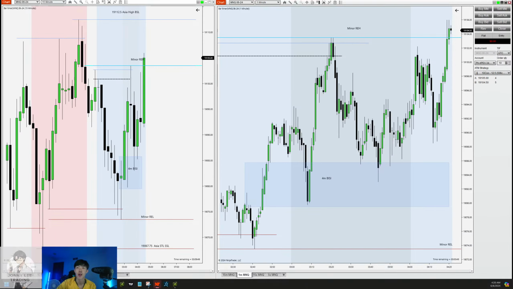ES has 69, 70, 71, 72, 73. Only a 4-point move. It's not very much. 5-minute chart. We're now seeing a little displacement above. 4-minute. That's a few minutes remaining. 3-minute. Nothing crazy on the 3-minute. 2-minute. Saw displacement above. And 1-minute.